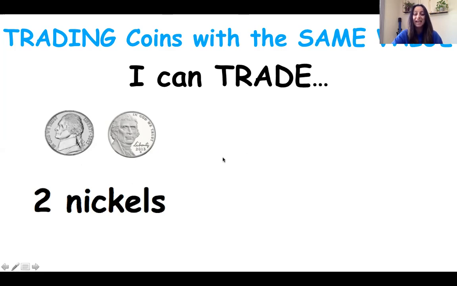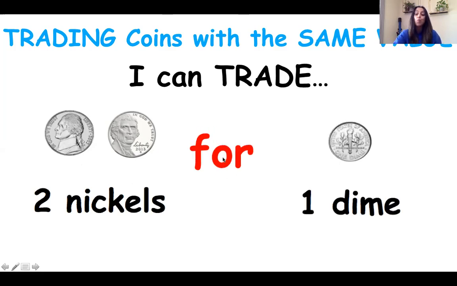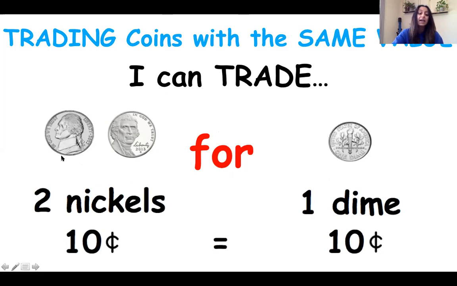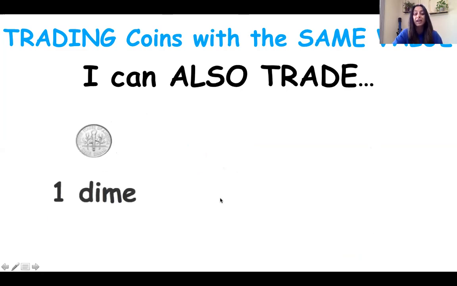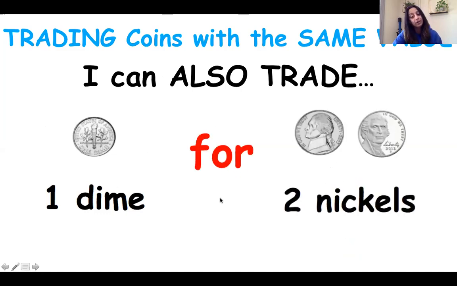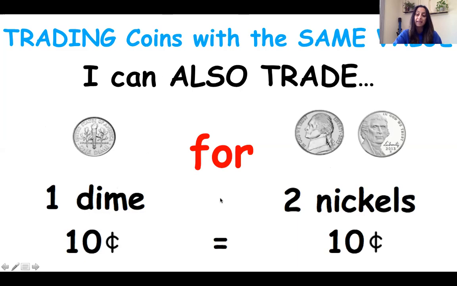All right, let's see. 2 nickels equals 10 cents, and you guessed it, we could trade that for 1 dime. 1 dime also equals 10 cents. So 10 cents equals 10 cents. If we have 2 nickels, we could trade it for a dime because they both equal 10 cents. And that also means that we could trade 1 dime for 2 nickels. So it could go both ways, just like the pennies and the nickels. If you have a dime, you could trade it for 2 nickels. If you have 2 nickels, you could trade it for a dime because no matter what, it always equals 10 cents.